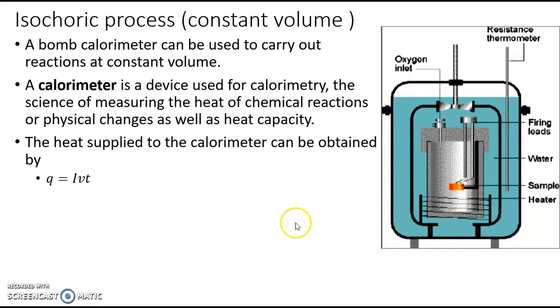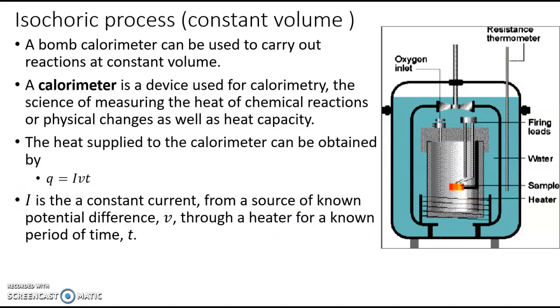The heat supplied to the system is often given as IVt, where I is a current from a source of known potential difference, the small letter V is the voltage, and t is the known amount of time. Then we will talk about the concept of heat capacity soon. The heat supplied is also equal to the heat capacity, or specific heat capacity, multiplied by the change in temperature that's observed during the combustion of the gas.